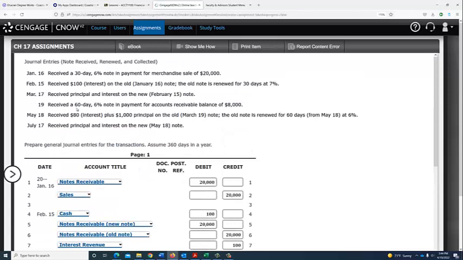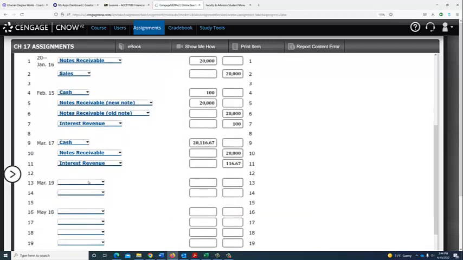On the 19th, we received a 60-day 6% note in payment for an accounts receivable balance. That was for $8,000. So I'm going to put the notes receivable on. It said we received a notes receivable. And the credit tells what exactly that notes receivable was for. In this case, the customer paid off an accounts receivable with a notes receivable. So we've removed the accounts receivable from the books with the credit and put the notes receivable on with the debit.